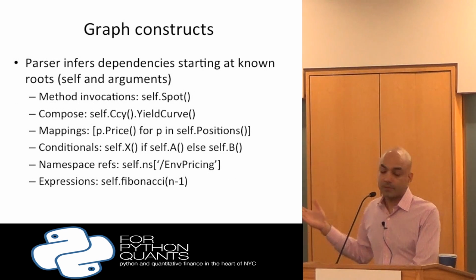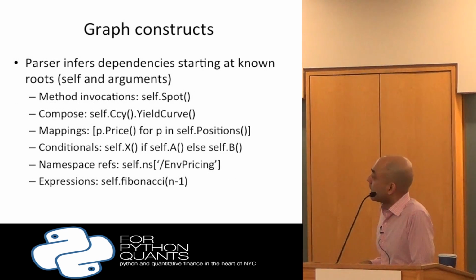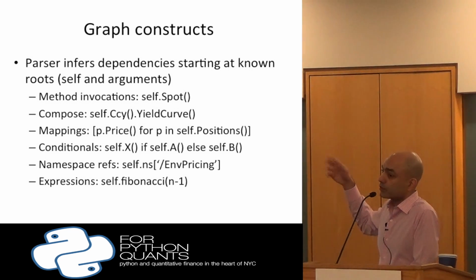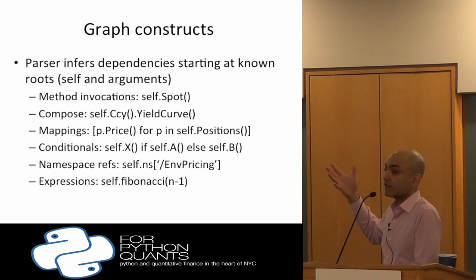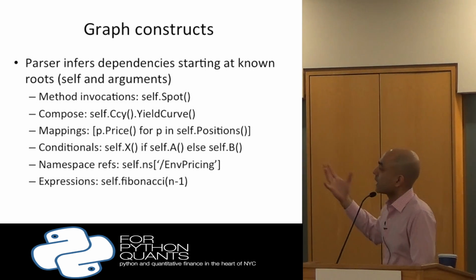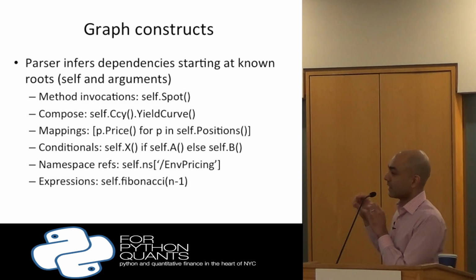So these are the constructs basically that the parser understands. It will take a syntax tree, and start at known roots. The known roots are going to be self, which is your instance variable, and any arguments, essentially the terminal nodes that come into this invocation. Method invocations are very easy to detect in a syntax tree parser. You can do compositions. I kind of think of this like Haskell monads. It has very similar notions. So you can compose invocations.